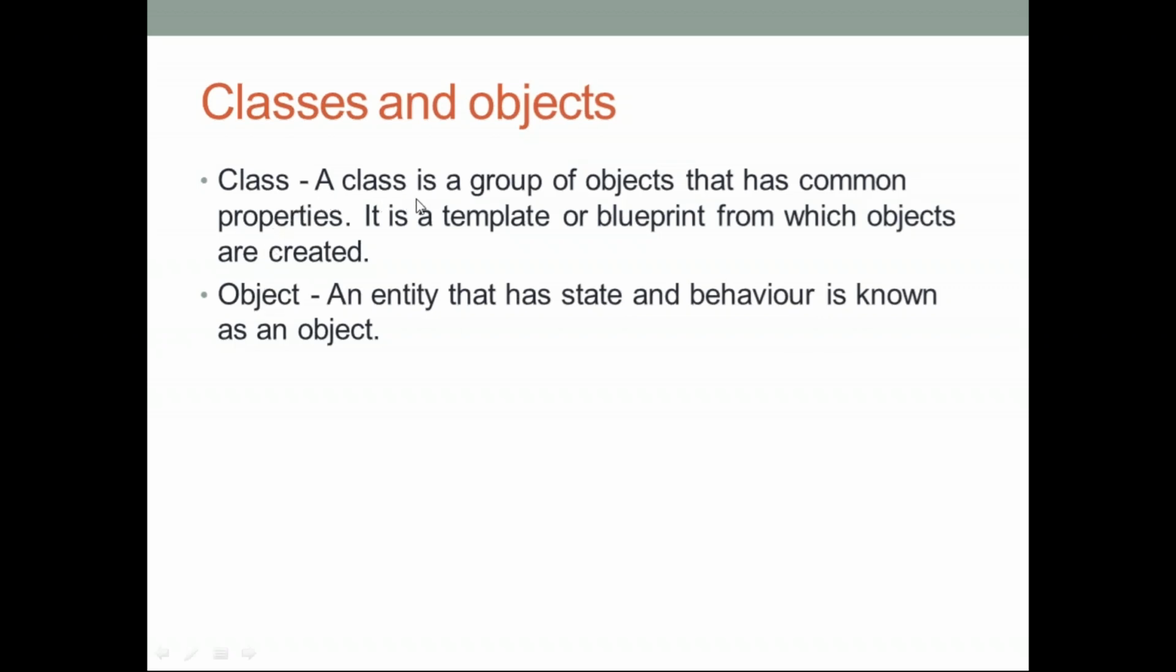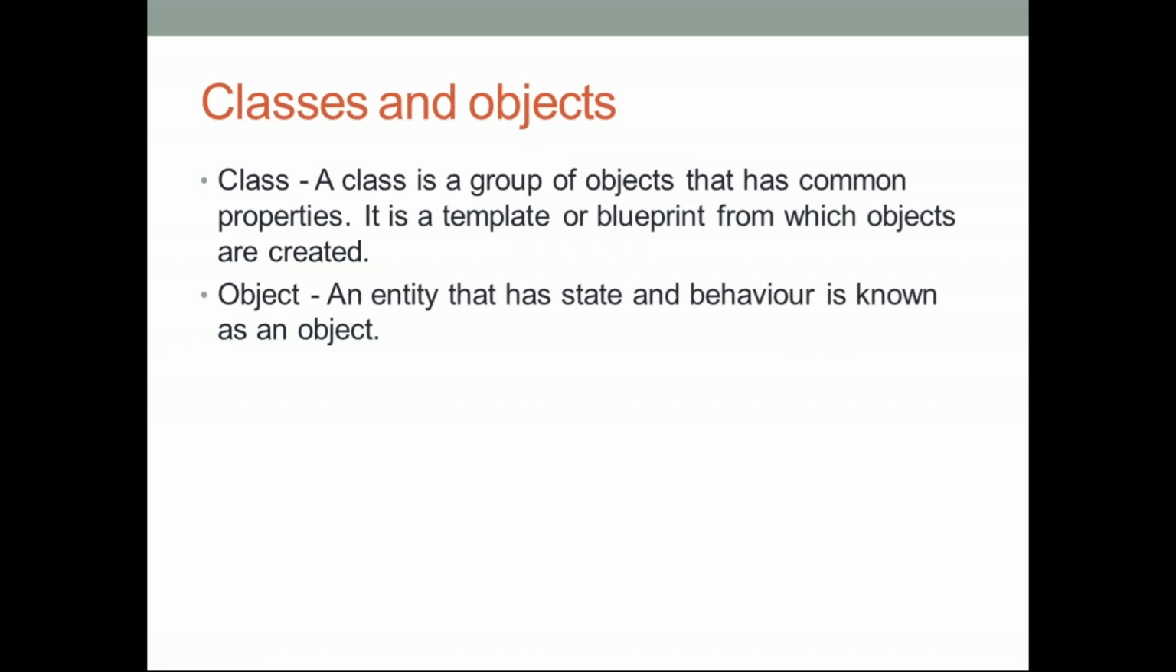It says a class is a group of objects that has common properties. It is a template or blueprint from which objects are created. That is the definition. And an object is an entity that has state and behavior. So that is the definition of an object.